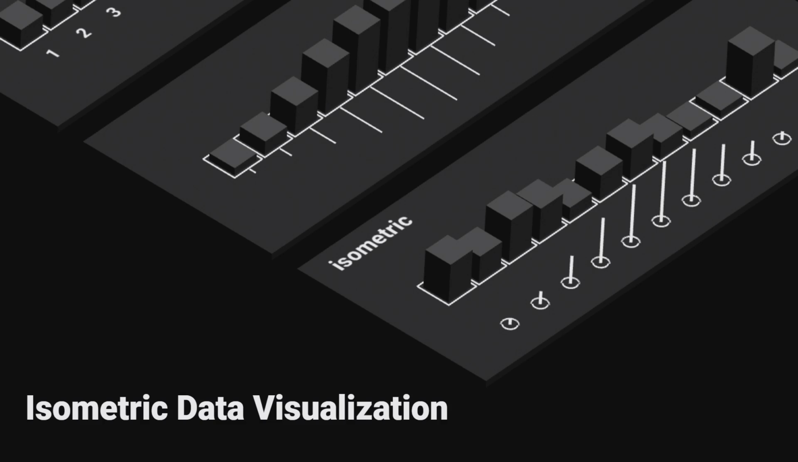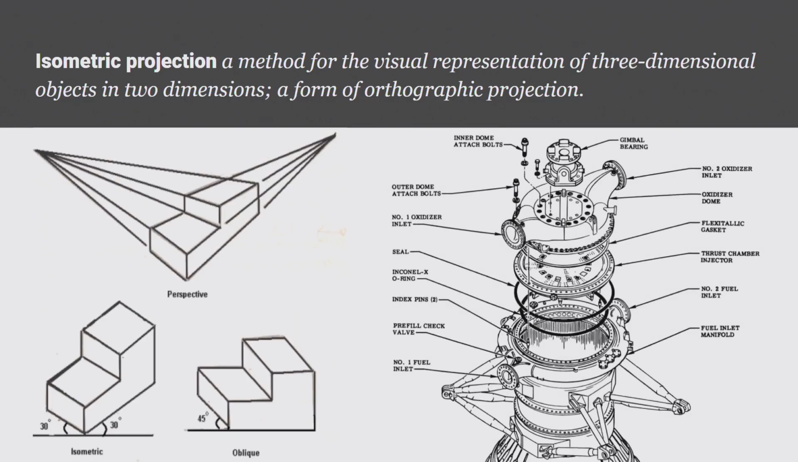Let's start with some isometric data visualization. A couple of things before we begin. So isometric projection is a form of orthographic projection. Who can tell us what an orthographic projection is? Come on, you, sir. Front, top, side. All right, great. What's different about it than perspective projection?